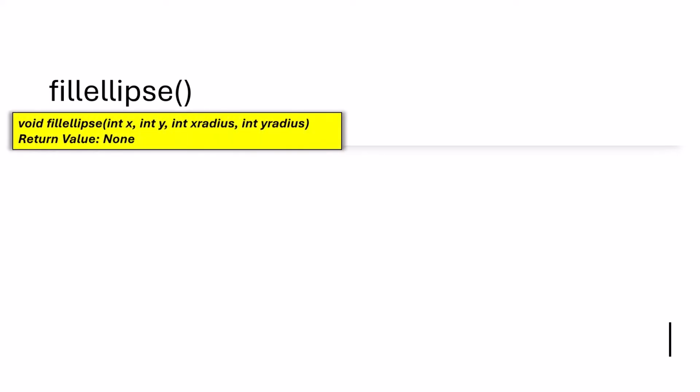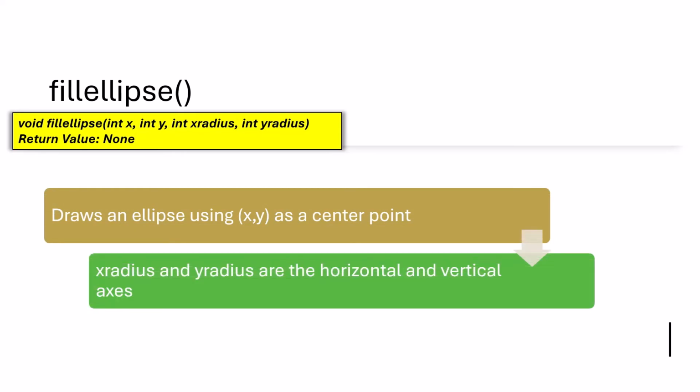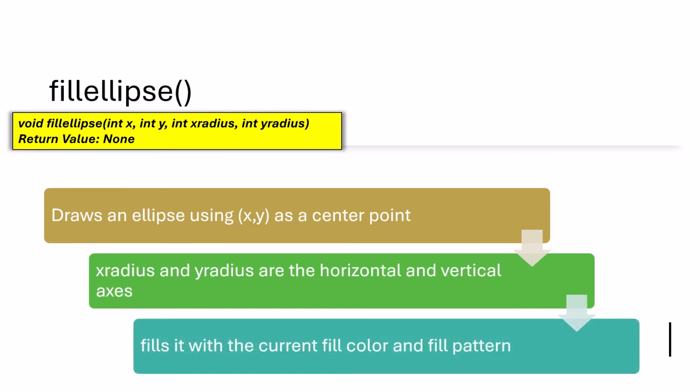Okay, and this is a prototype for fillellipse. As you can see, we have the parameters int x, int y, which is the center of the ellipse. And then, of course, we have the horizontal and vertical axes given by x radius and y radius. Return value is none. Right? Draws an ellipse using x, y as a center point. X radius and y radius are the horizontal and vertical axes. Fills it with the current fill color and fill pattern.